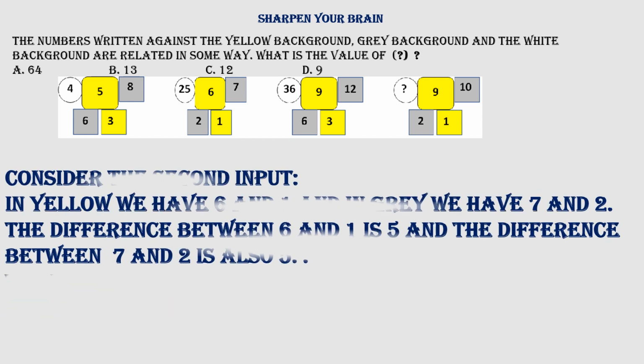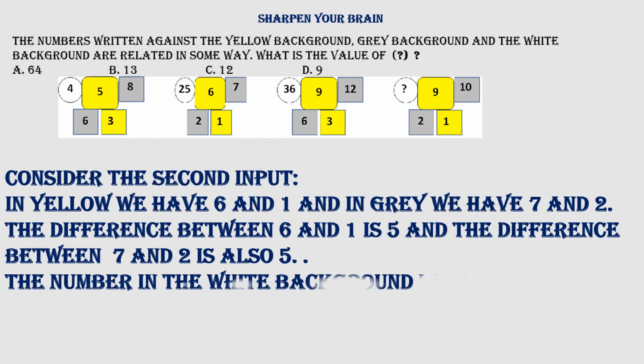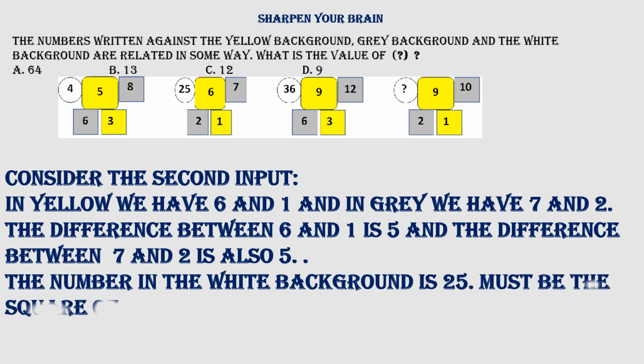Consider the second input. In yellow we have 6 and 1. In gray we have 7 and 2. The difference between 6 and 1 is 5. And the difference between 7 and 2 is also 5. The number in the white background is 25. Must be the square of 5.